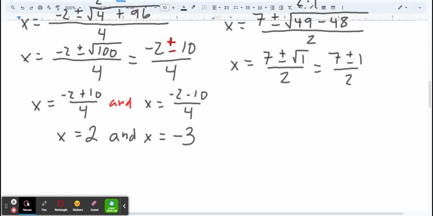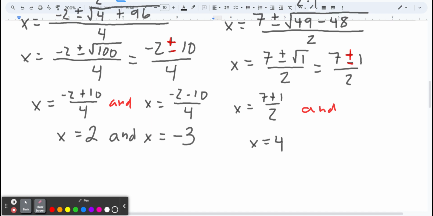Here's where we can then use our plus or minus sign to kind of split our problem into two separate ones, right? Because we're finding two solutions, so I'll write a little "and" in between here. We get x equals 7 plus 1 divided by 2, which in that case, x is equal to 4. And we get x equals 7 minus 1 divided by 2, in which case x is equal to 3.